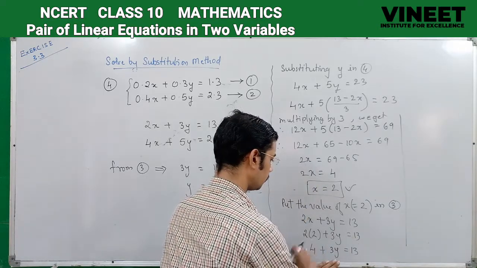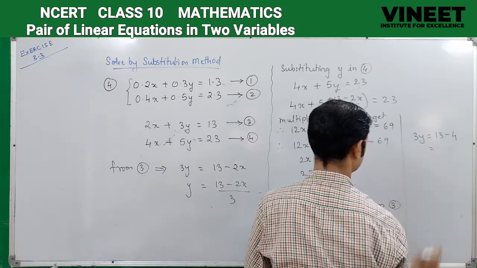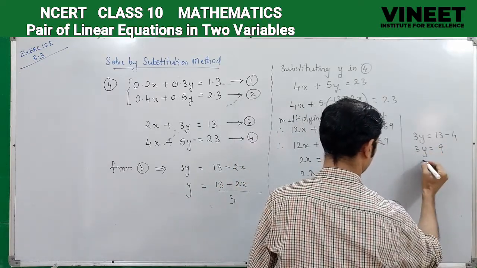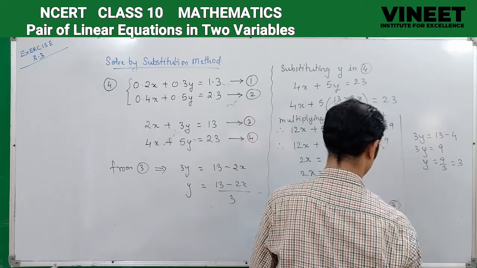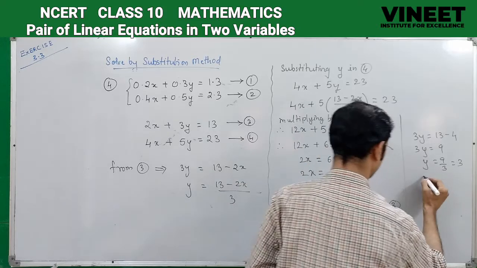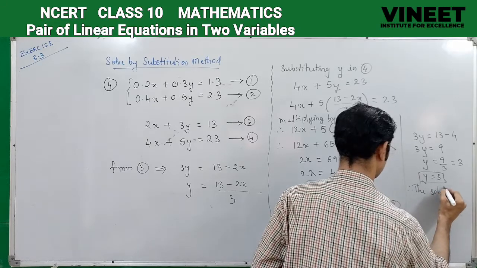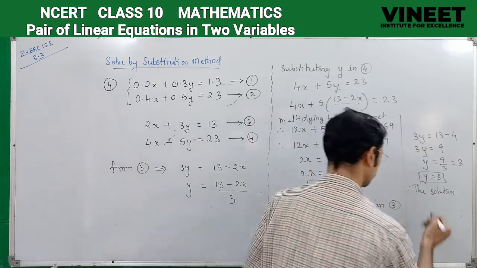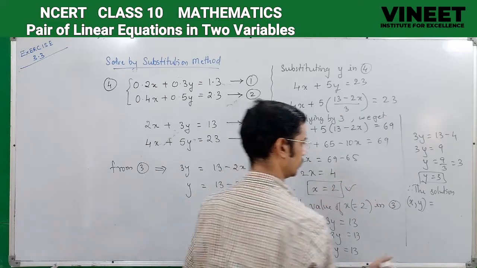Now 3y equal to 13 minus 4, which becomes 9. So y is equal to 9 by 3, and that is equal to 3. Okay, so now what do we have? We have both the values, x equal to 2 and y equal to 3. So therefore the solution of the given equations is x equal to 2 and y equal to 3. So x comma y is equal to 2 comma 3.